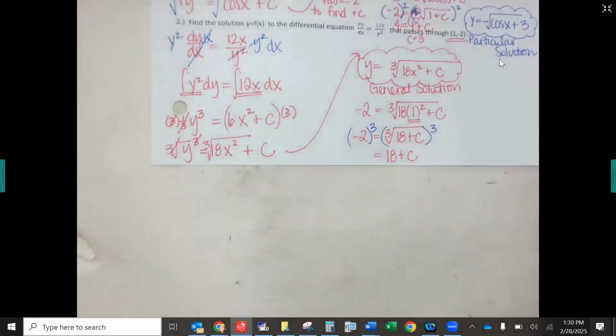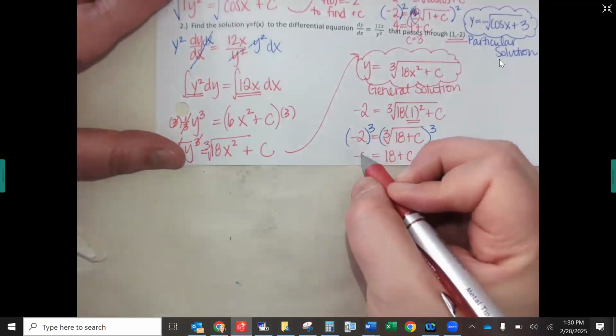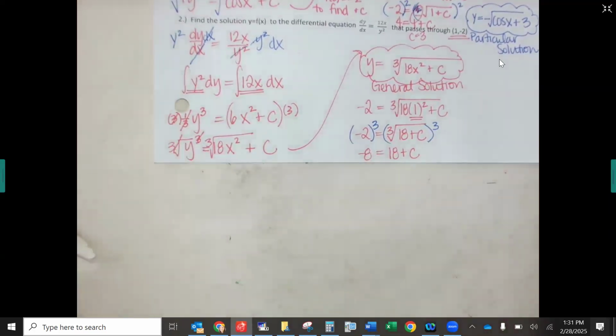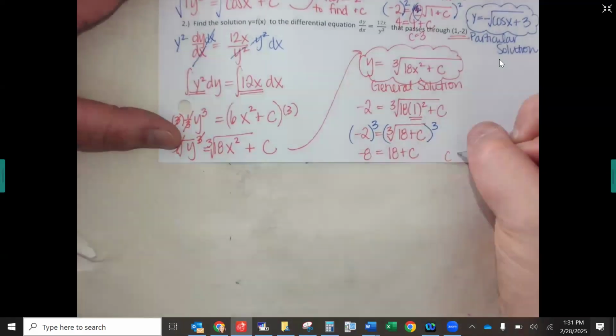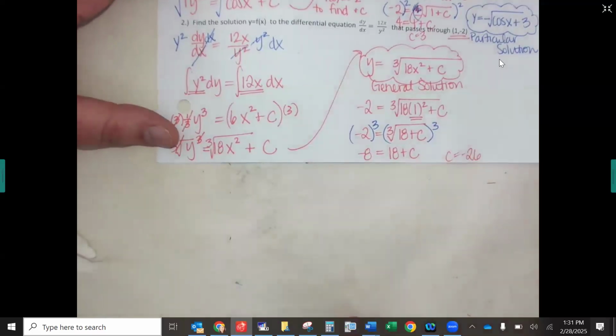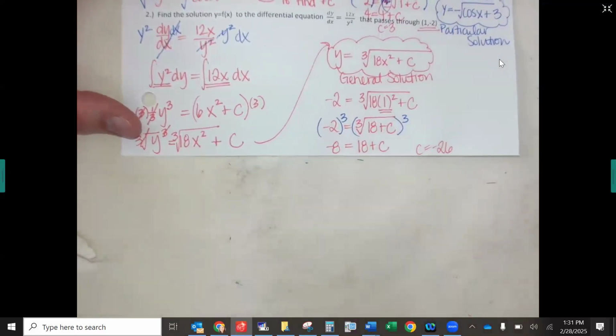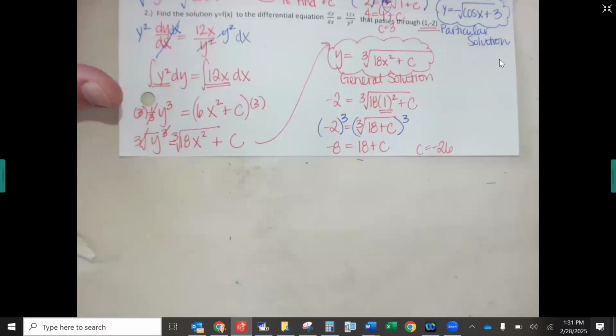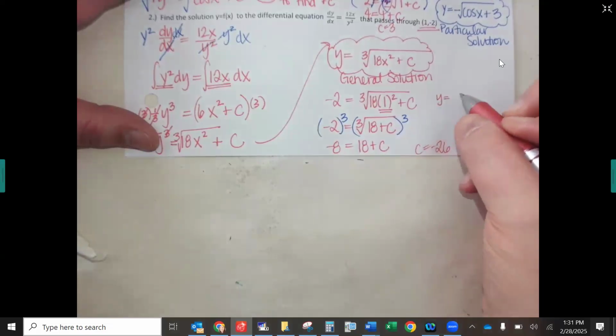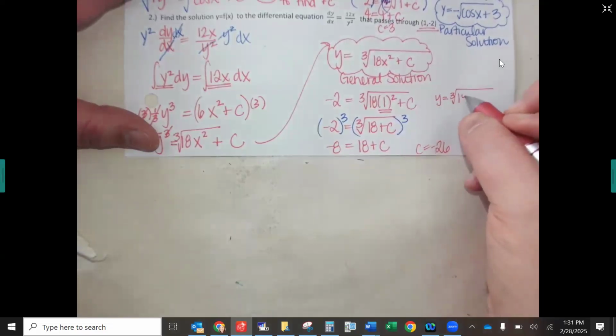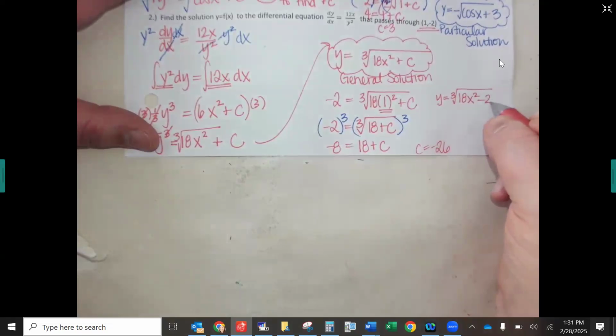And then -2 cubed would be times itself 3 times. So -2 times -2 would be 4, times another -2, -8. Okay, then to move that 18 across, what's your c going to be? -26. Very good. Some of us on our test lost points because we never went back and plugged that in. So remember, your particular solution should be cubic root of 18x squared minus 26.